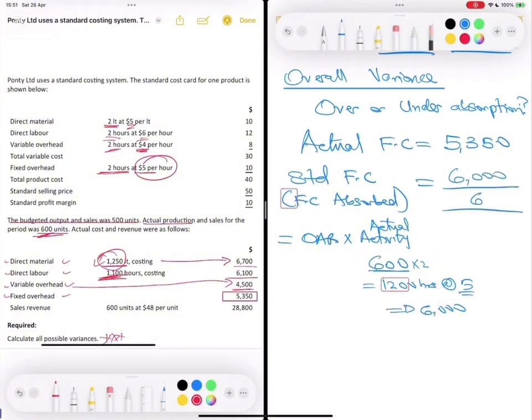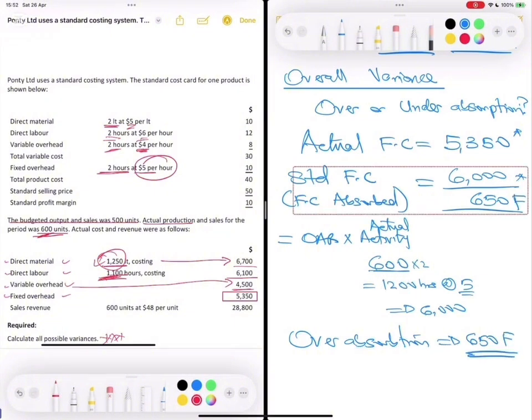And what is the difference? 650. Is this over absorption or under absorption? Over. And once you over absorb, that is favorable. So there's over absorption of 650, and that's a favorable variance because you've posted too much expenses. To correct that, you have to put a credit in P&L. That's a way to remember it without confusion.